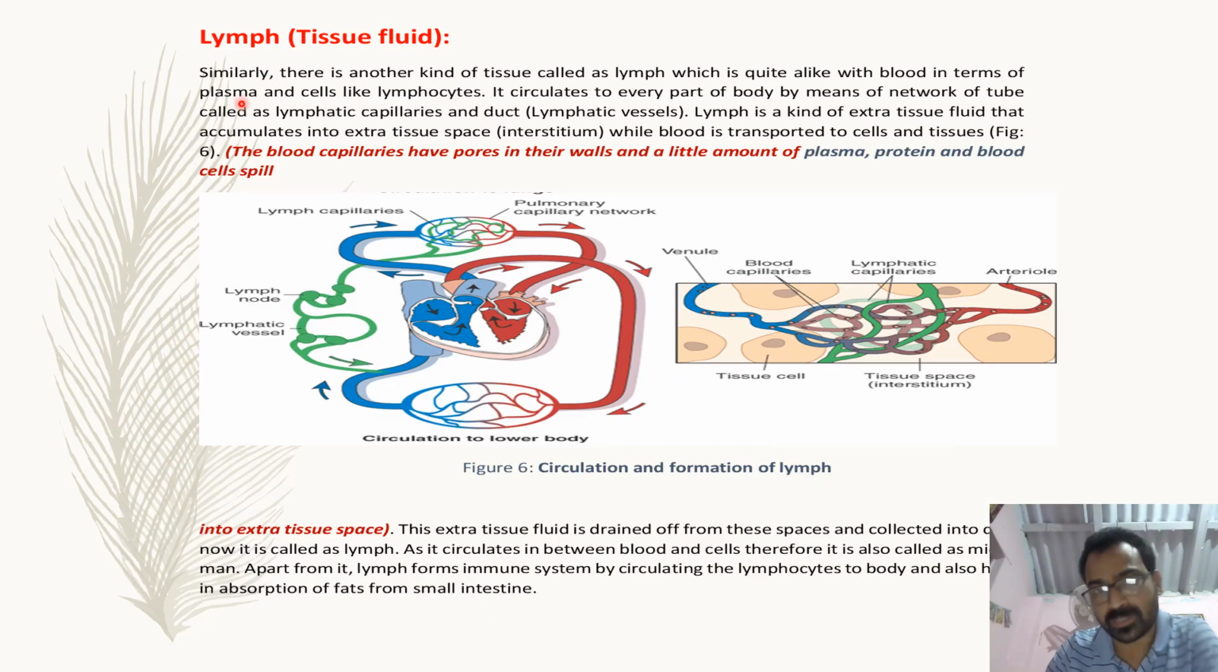Now let us try to understand the lymph. Lymph is also called tissue fluid. It is a kind of connective tissue like the blood. So first of all, we will try to understand how the lymph is formed. So we know that the blood is transported to each and every part of the body, that is, cells, by means of a distributary system called blood capillaries.